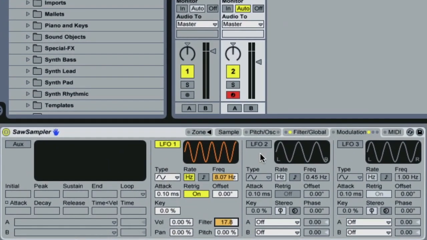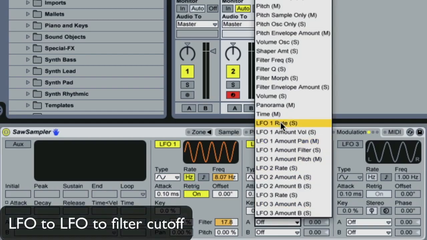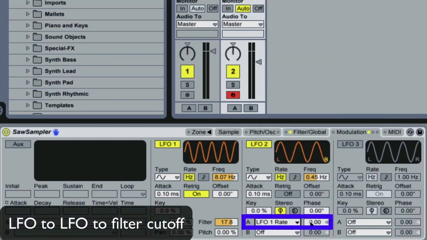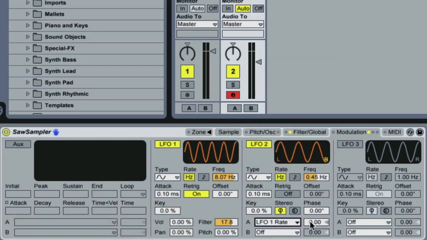Now let's create a more complex motion by mapping another LFO to the first LFO's rate. By choosing a sine wave as our second LFO, we can hear an acceleration and deceleration in the first LFO's rate, which is affecting the filter. By changing the rate of the second LFO, we change the rate of the first LFO's fluctuation.